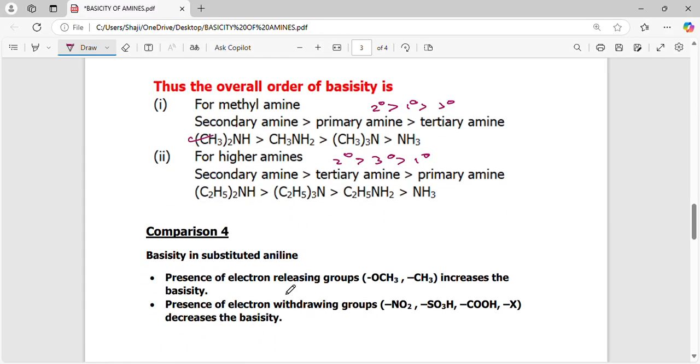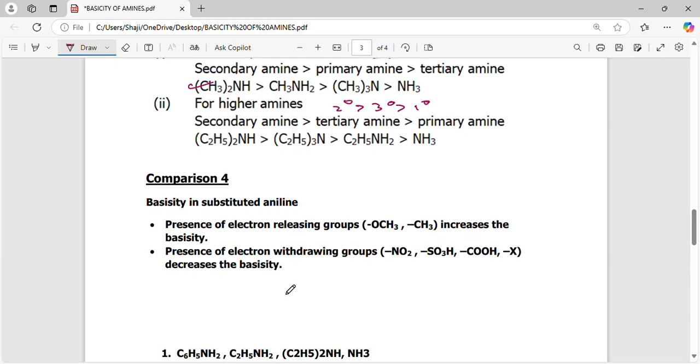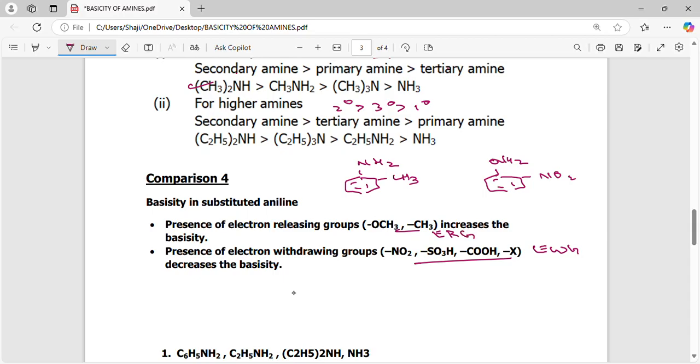Okay, so I hope you understood that. Now let's have a comparison between different types of substituted aniline. Aniline is the one in which NH2 group is attached to the benzene ring. But that aniline may have some substituents in the form of CH3 or OCH3. Or sometimes it can have NO2, SO3H or COOH, any group like that. All these groups are electron withdrawing groups, and these groups are electron releasing groups. So if there is an electron releasing group like CH3, it releases electrons to the benzene.